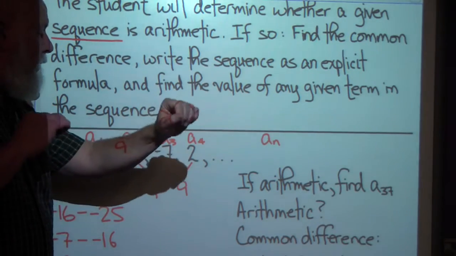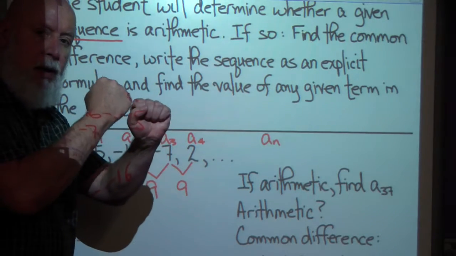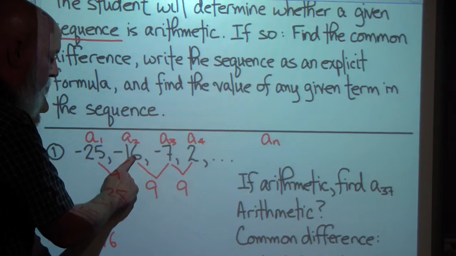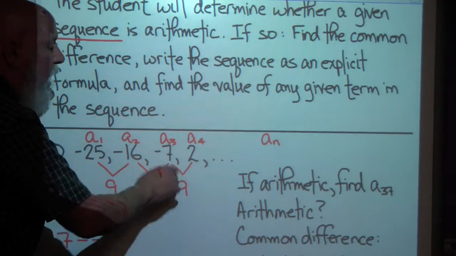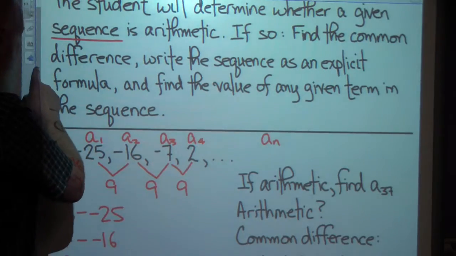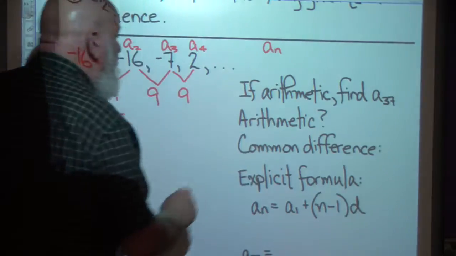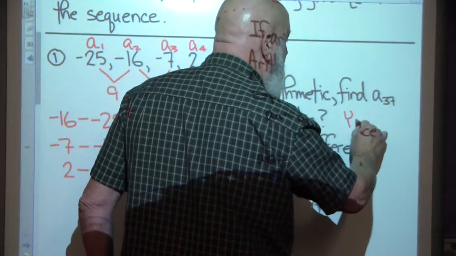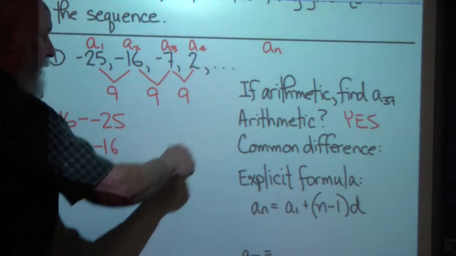It's a sequence of numbers in which consecutive terms have a constant difference. In each case, for the terms that are right next to each other, if you take the one on the right and subtract the one on the left, you'll get a constant number. It'll be a common difference. Okay, so we determined that it was arithmetic. Yes, it is, because it has a constant difference or a common difference. And we want to know what the common difference is.